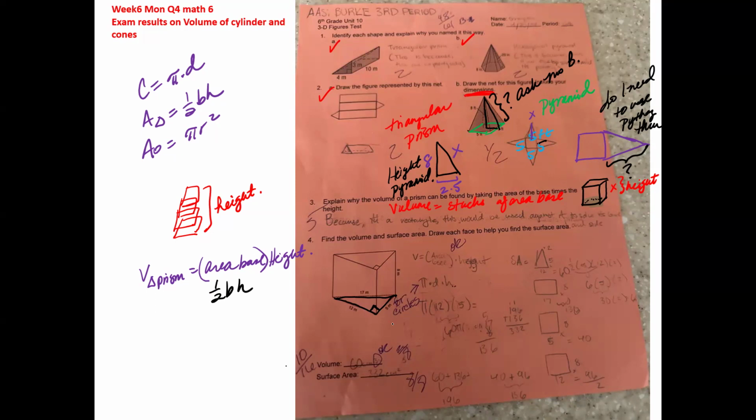12 meters. No. 5. Which one's the height? Height of the base, not height of the prism. 12. Yeah. So 1/2, 12 times 5. Remember how I told you, you always do 1/2 of an even number? What's 1/2 of 12? 6. 6 times 5 is 30.